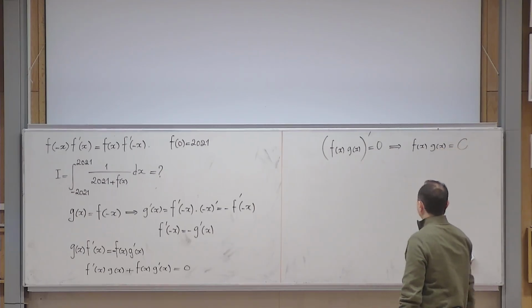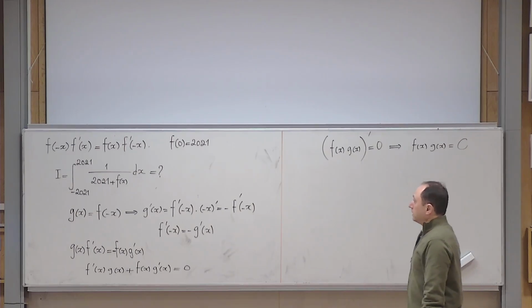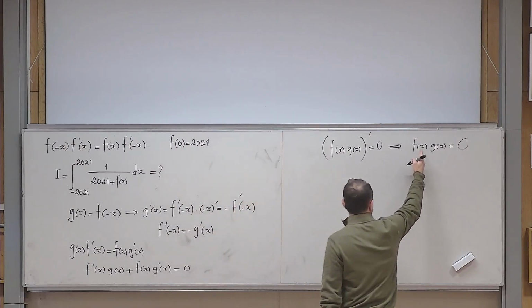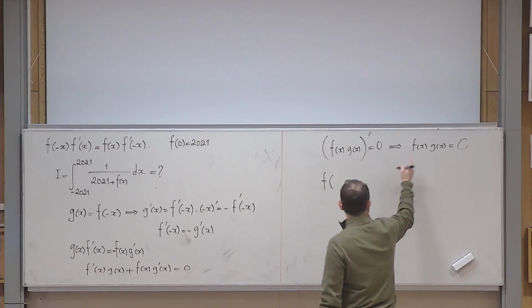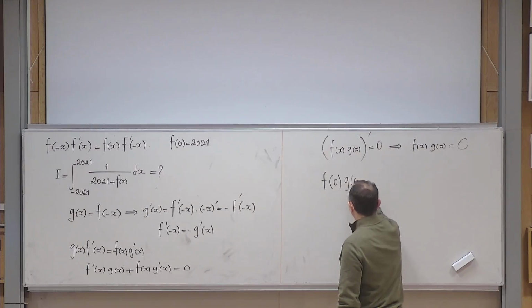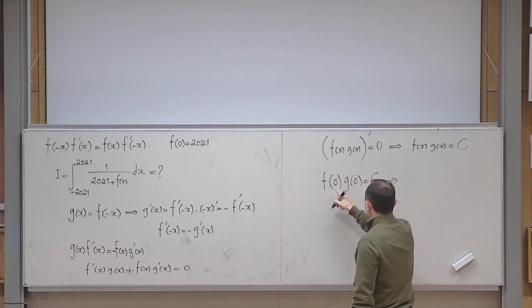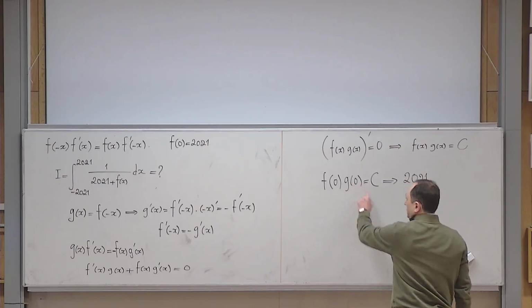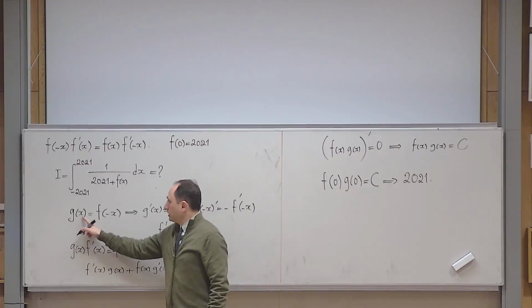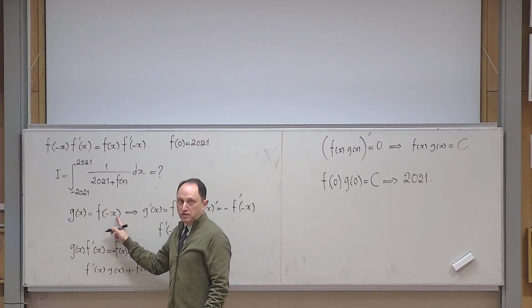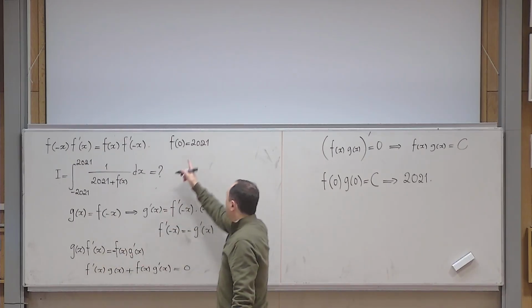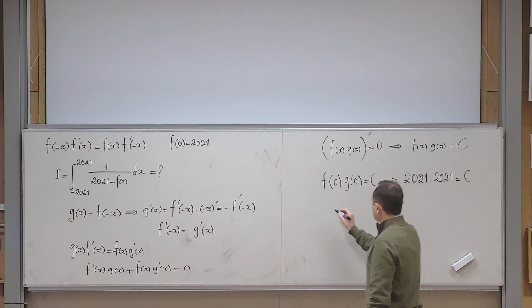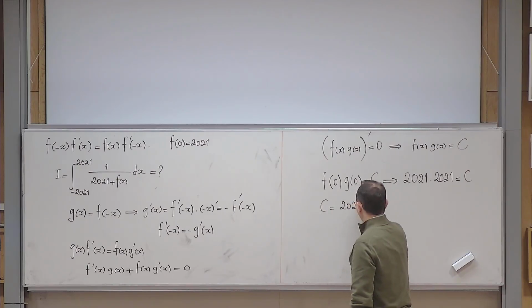Okay, so a constant c. But we also know that f of 0 is 2021. So let us replace x with 0. So this becomes f of 0 times g of 0 is equal to c. If I ask you what is f of 0, it is 2021. And g of 0 is f of minus 0, but minus 0 is 0, so this becomes f of 0 again, and f of 0 is 2021. So this means that the constant c is 2021 squared.